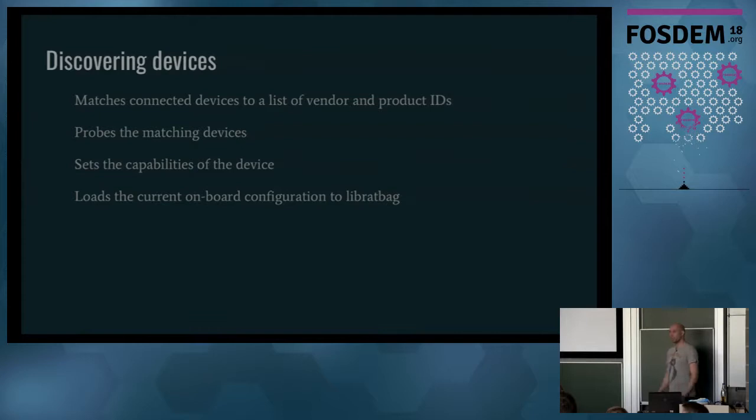The first thing that libratbag will do when you start it up is discover which of the connected devices it can operate with. It will do this first by matching the vendor and product ID on the USB, and then it will probe the device, just to make sure that everything is in order and that it has the expected features. Then it will internally say, okay, which capabilities does this mouse have? Does it have LEDs? Can I switch profiles? Can I map buttons? Things like that. And then it loads the full onboard configuration that's stored on the mouse, if possible.